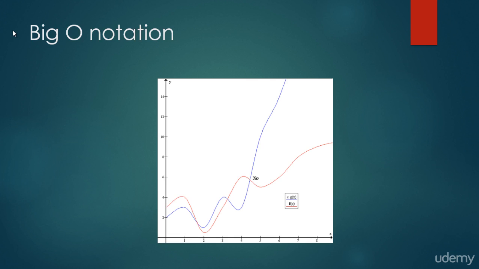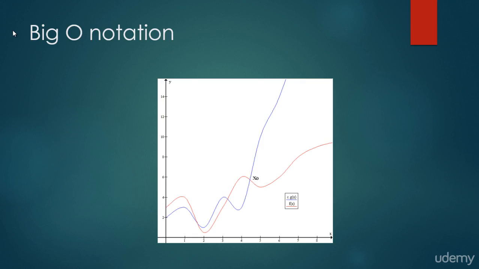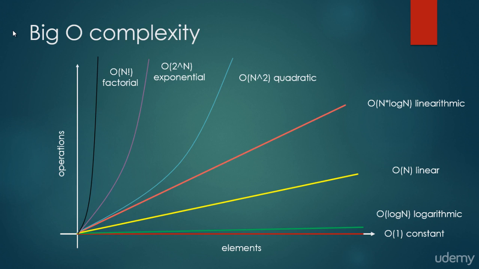Here is a graph, a good illustration of this. We have two functions, f(x) and g(x). f(x) is denoted with red, g(x) is denoted with blue, and we can see that from approximately 4.5, so from x0, f(x) is bounded by c times g(x). So this is the concrete definition we have been talking about, that f(x) equals O(g(x)). So that's it.